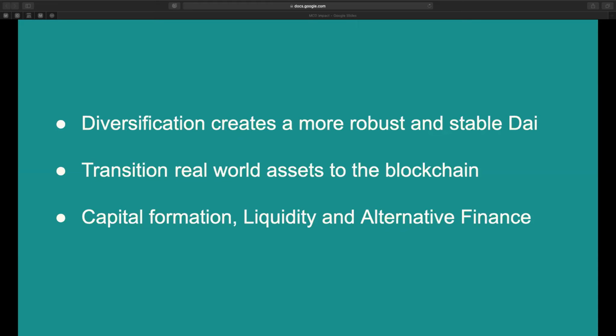But multiple collateral types really is just the first aspect to consider. The second is the Dai savings rate, or DSR.